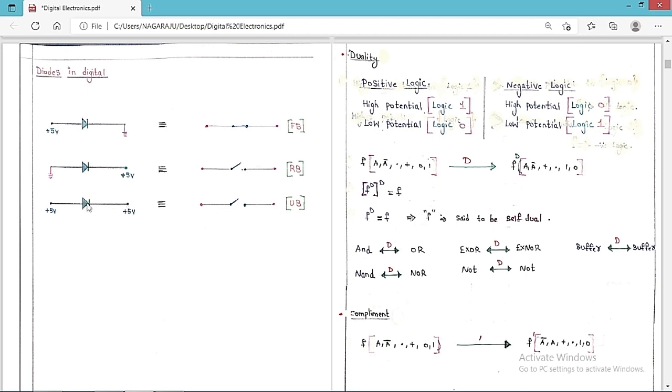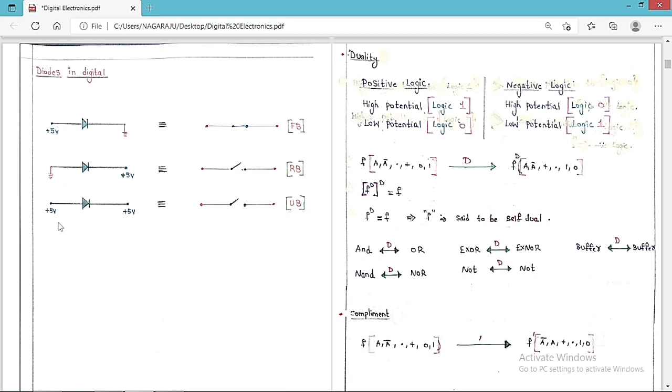Suppose I give this diode the anode at +5 volts and the cathode also at +5 volts. If you give it in this format, in digital electronics we are going to assume it as an open circuit, because it is called unbiased. It is not given a proper biasing, so we are going to assume that it is in the open state. It is always in the open state. It is called unbiased.